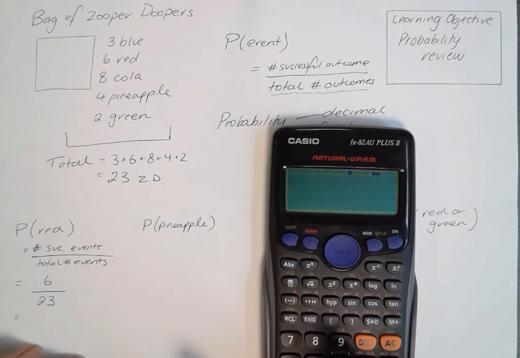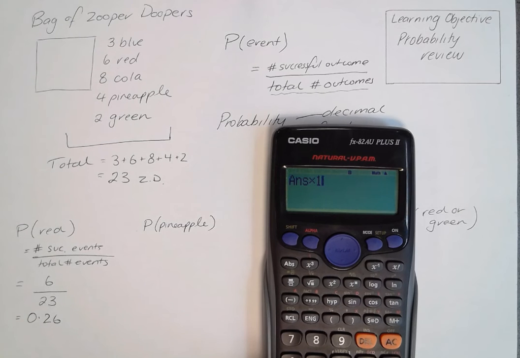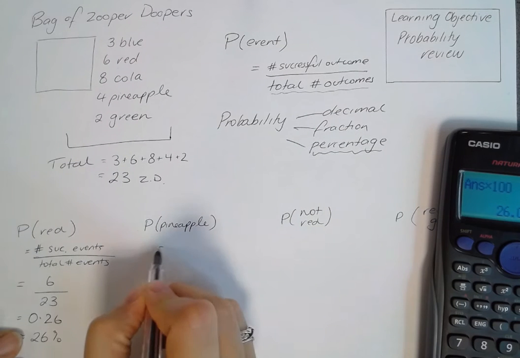Okay, so 6 divided by 23 gives us our decimal version, 0.26, and we can convert this decimal into a percentage by multiplying by 100. Alright, so that's approximately 26%. So there we go, a fraction, a decimal, and a percentage that I would like to see. Alright, let's keep going. This time we've got pineapple. We are trying to choose pineapple.